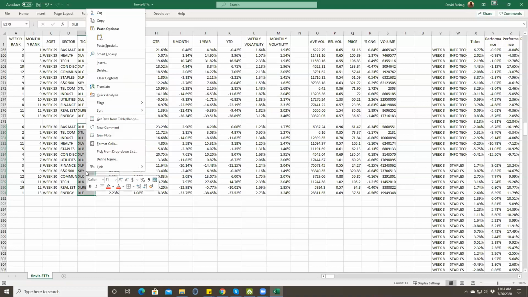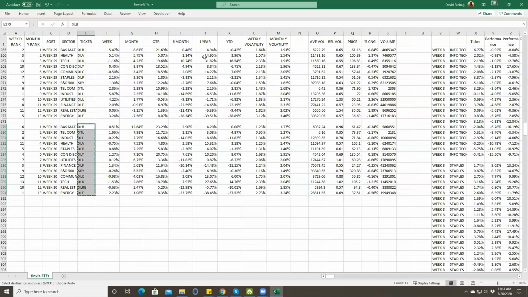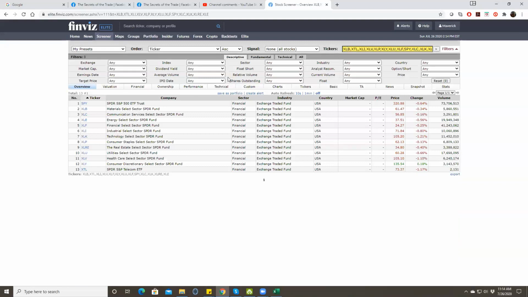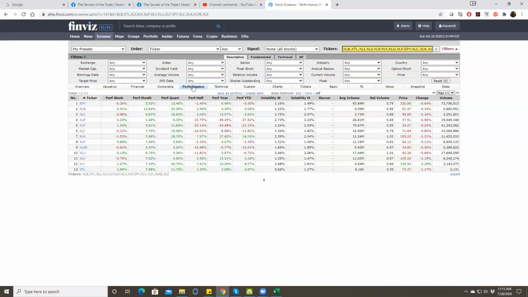And I copy that, go over to Finviz, drop that in as the ticker symbol. So I paste that in. And then I look at the performance over the last 30 days. So you can see the performance over the last week, over the last month, over the last quarter, half year, full year, and year to date. And you can see the volatility expected for the next week and the next month.